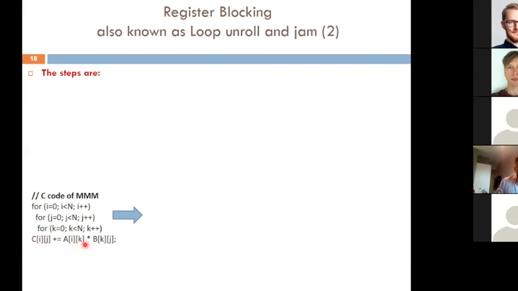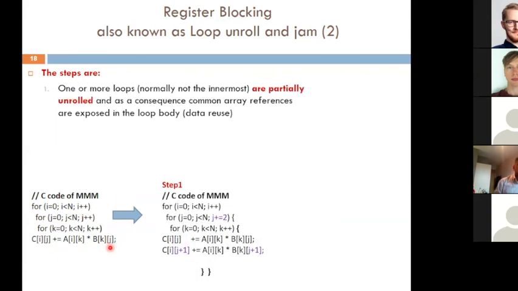So again and again we're fetching data from the main memory, which is not efficient. So how can we optimize this code? The first step: we can unroll the loop, not the innermost loop, but the second loop, by a factor of 2. And when we do that, we get a common array reference. So the common array reference is exposed.